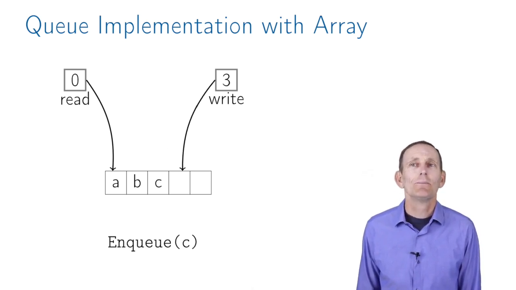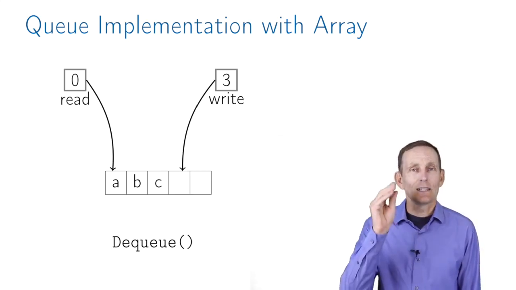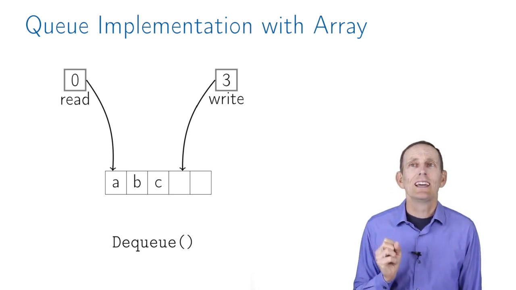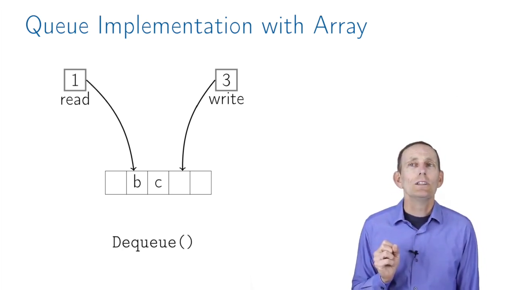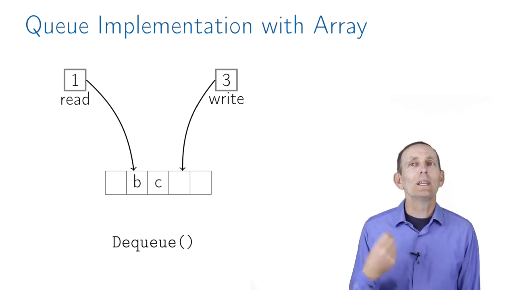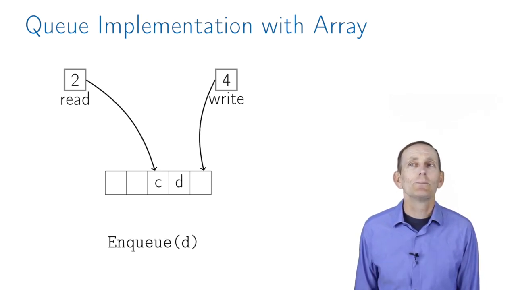We enqueue C. If we dequeue, again, we're going to dequeue A, so we dequeue from the read index. So we basically read what's at the read index and then increment the read index. If we now dequeue again, we read what's at the read index, which is B, and we increment the read index. Now we'll do some more enqueuing.